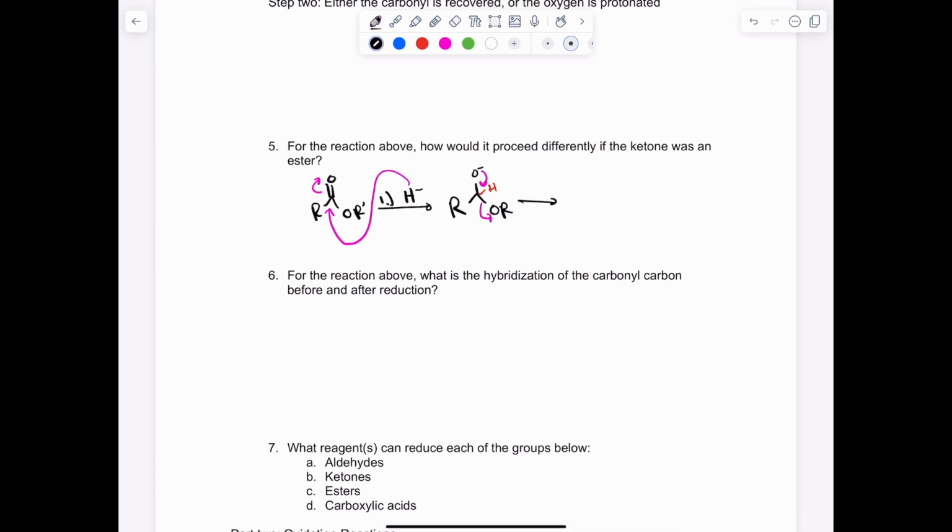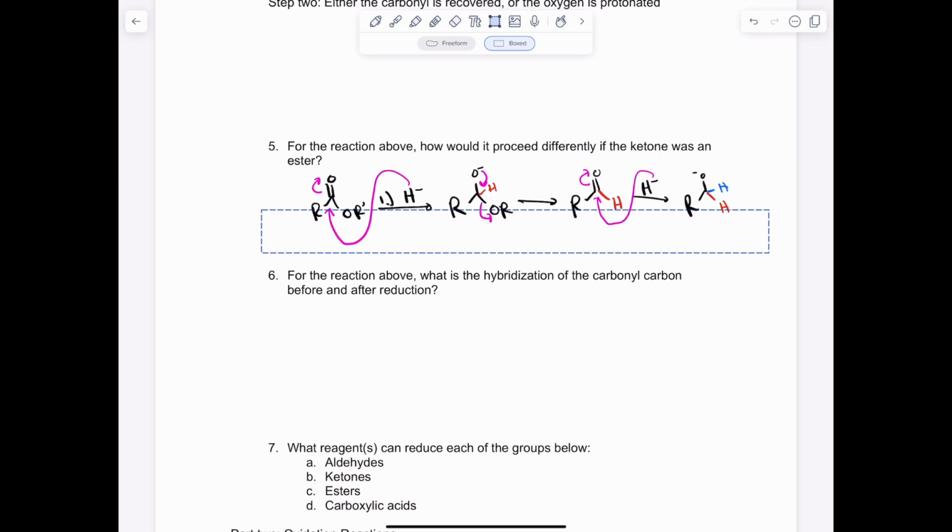In doing this, we create an aldehyde where the hydrogen in red is the original hydride ion that attacked at the carbonyl. And since we have reformed the carbonyl carbon, we can actually have a second hydride come in and attack the same way as before, creating an alkoxide ion, which now this is just exactly like before. There's nowhere else for those electrons to go.